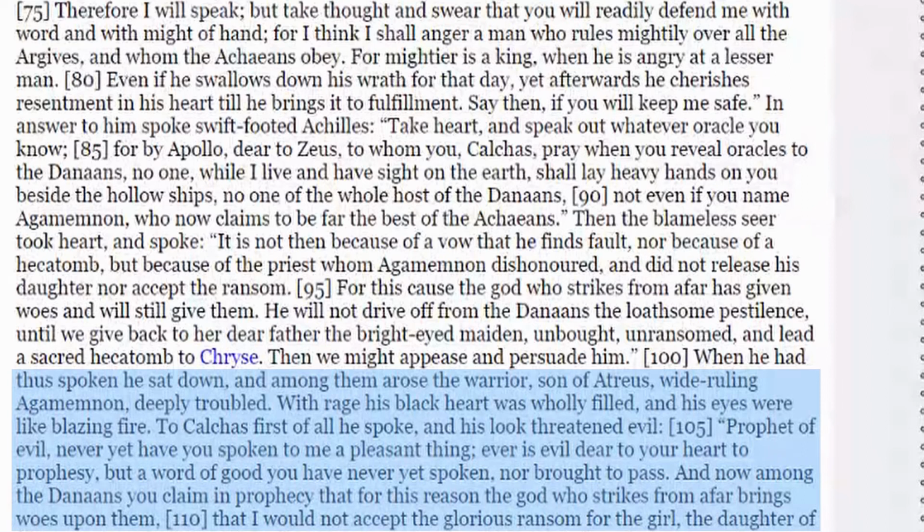To Calchas, first of all, he spoke, and his look threatened evil. And he says, prophet of evil, never yet have you spoken to me a pleasant thing? Ever is evil dear to your heart to prophesy, but word of good you have never yet spoken, nor brought to pass.